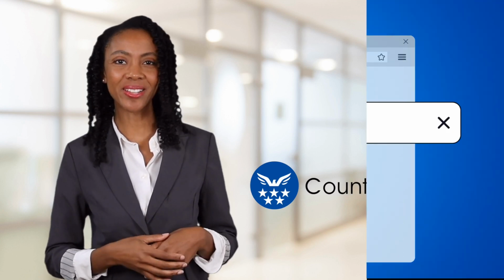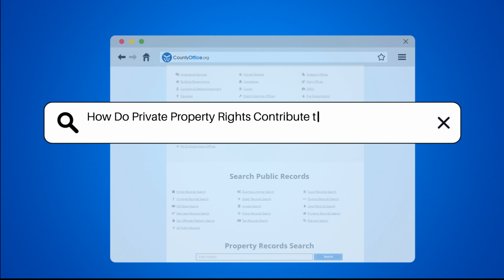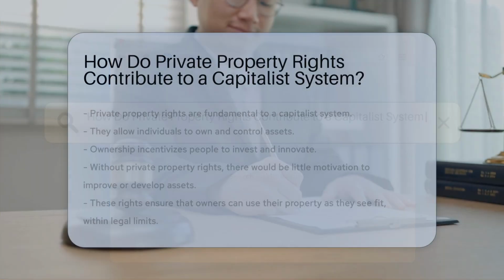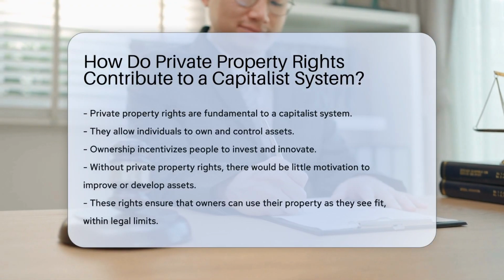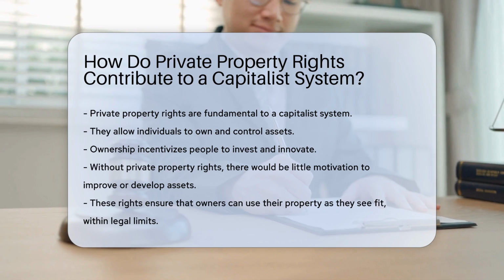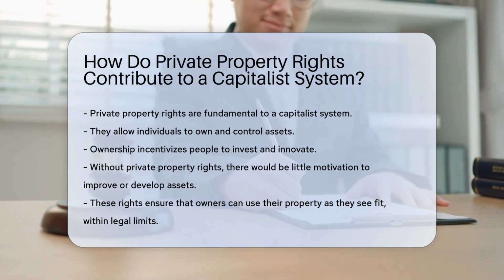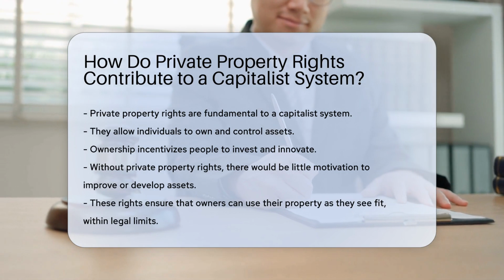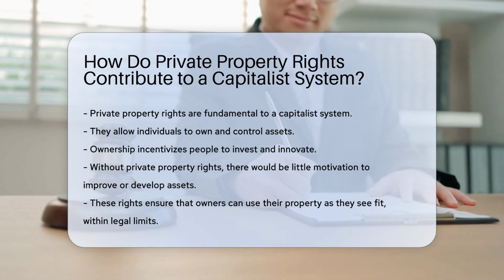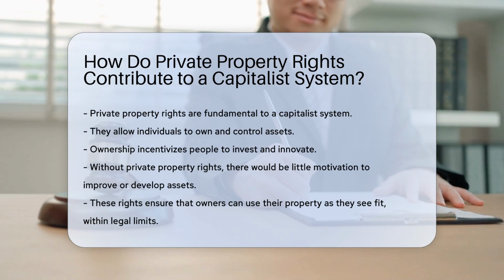Let's get started. How do private property rights contribute to a capitalist system? Private property rights are fundamental to a capitalist system. They allow individuals to own and control assets. This ownership incentivizes people to invest and innovate. Without private property rights, there would be little motivation to improve or develop assets.